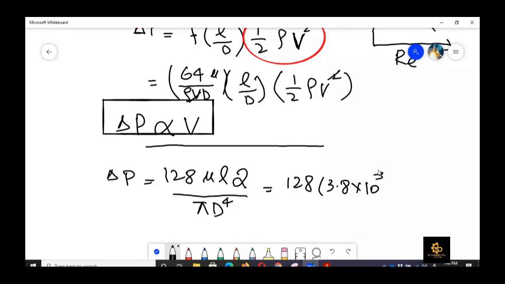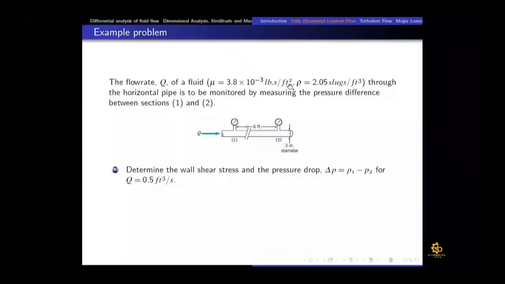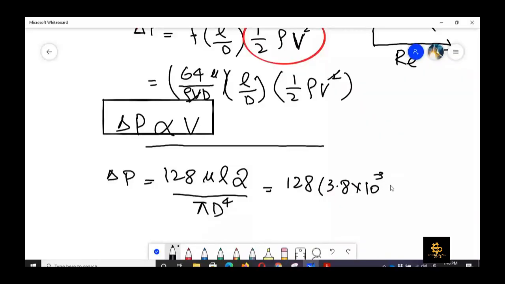Okay, one thing I need to mention here, that because it is in feet square, we need to make sure that everything is in feet square. Like the diameter of the pipe is given 3 inch, so we need to convert it into feet if we are going to have the same feet unit for the mu. So here 3.8 into 10 to the power minus 3, length is 6 feet.